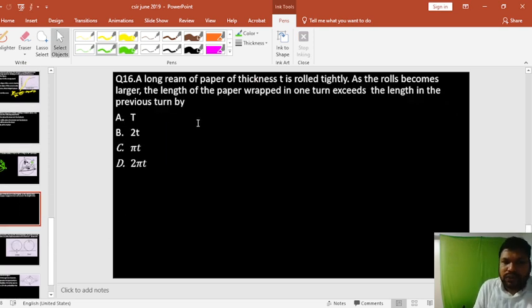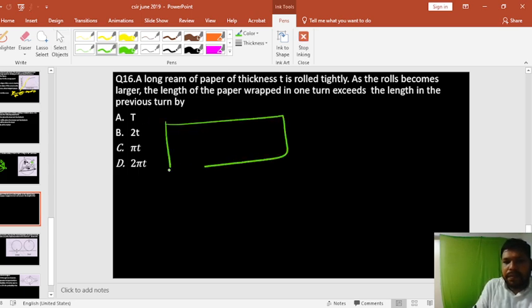Okay. Next question. A long ream of paper of thickness T is rolled tightly, and as the roll becomes larger, the length of the paper wrapped in one turn exceeds the length of the previous turn by how much?